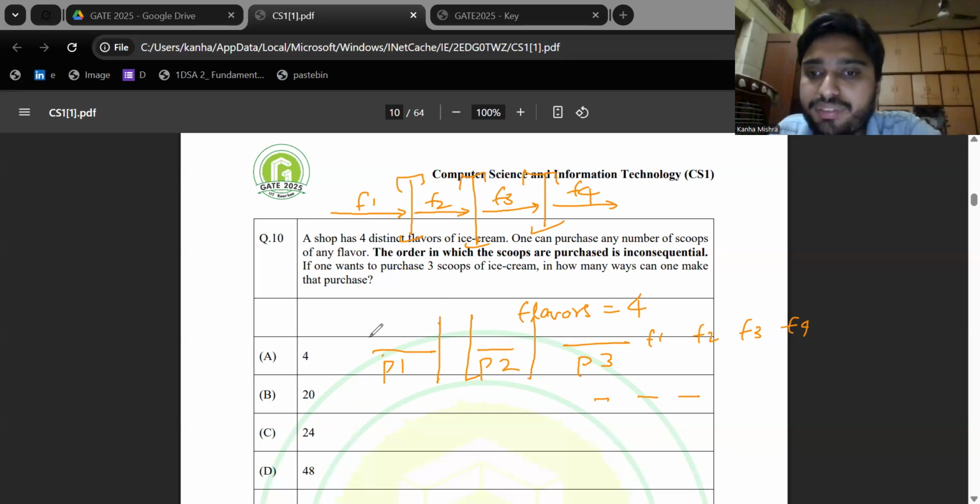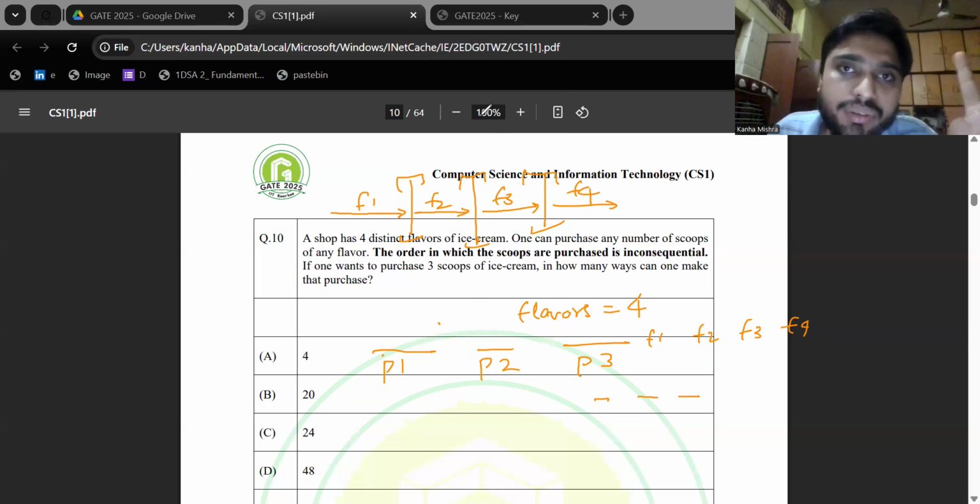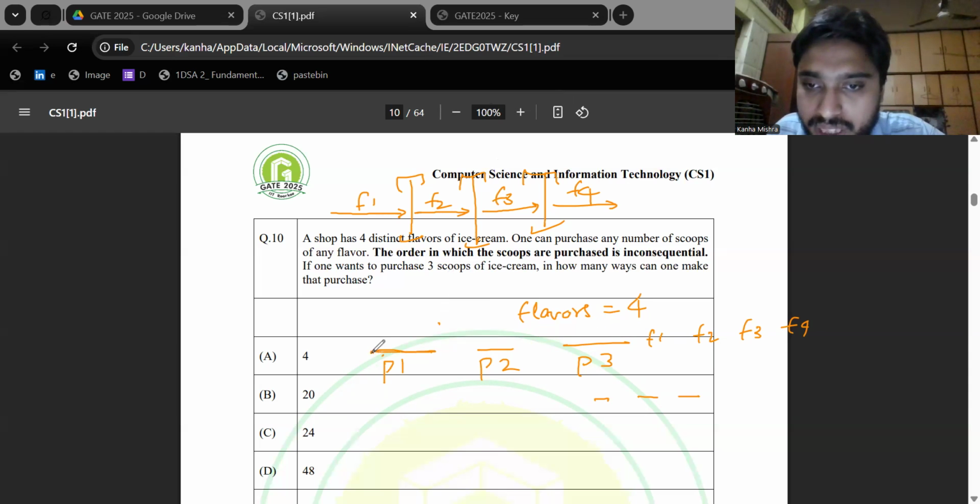Either it can be flavor one completely, then flavor two here which is empty, then flavor three here, and flavor four. Or flavor one completely till here, flavor two between this, flavor three between this, and then flavor four. So I have to figure out how many ways I can arrange these bars. Assuming one bar creates one space, three spaces are created. So three plus three, total six places. I have to figure out the choosing of three bars.